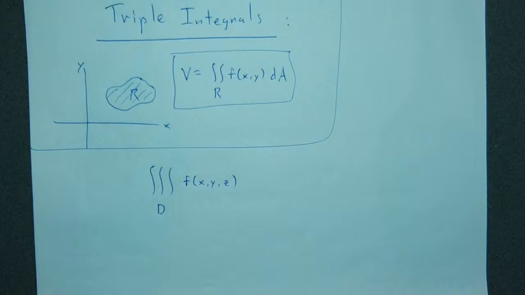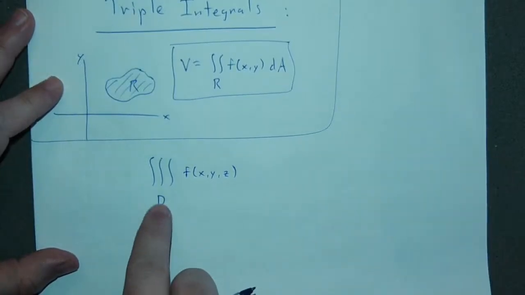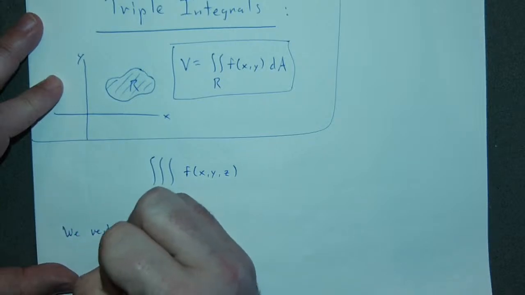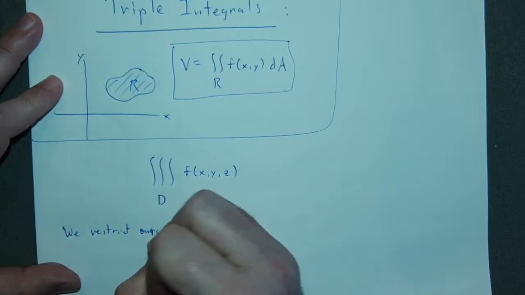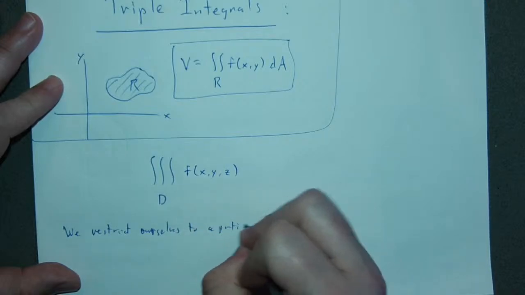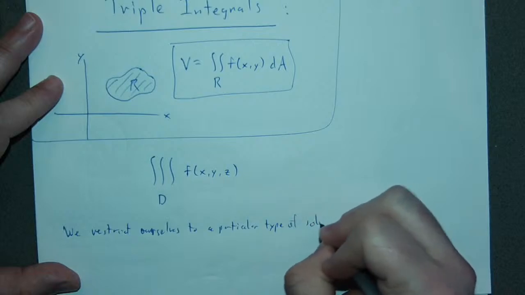Now, for simplicity's sake, we're going to restrict our attention to very special types of domains D. So we're only going to restrict our attention to specific types of solid regions. So we restrict ourselves to a particular type of solid region D.